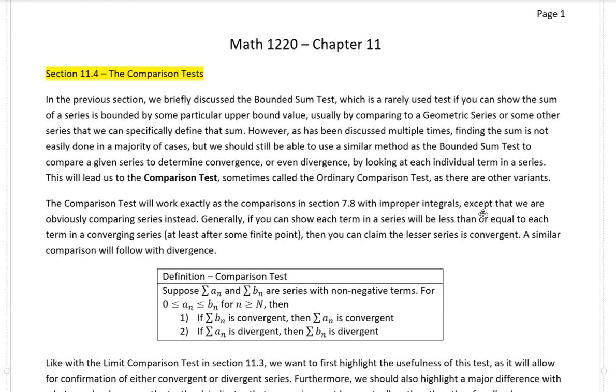In this video, we're going to go through section 11.4, which has to deal with the comparison tests. There's going to be two different comparison tests that we talk about here, and both of them are going to be very similar to a small note that we had in the previous section for the bounded sum test.